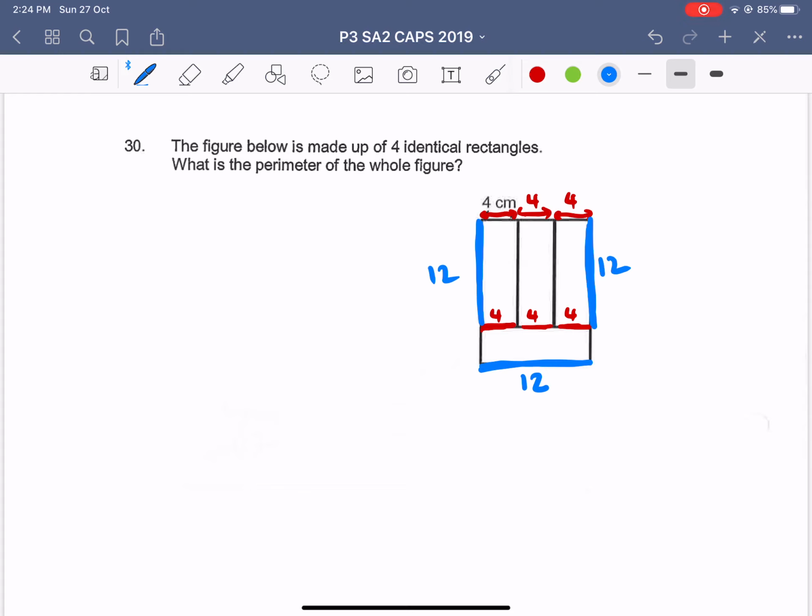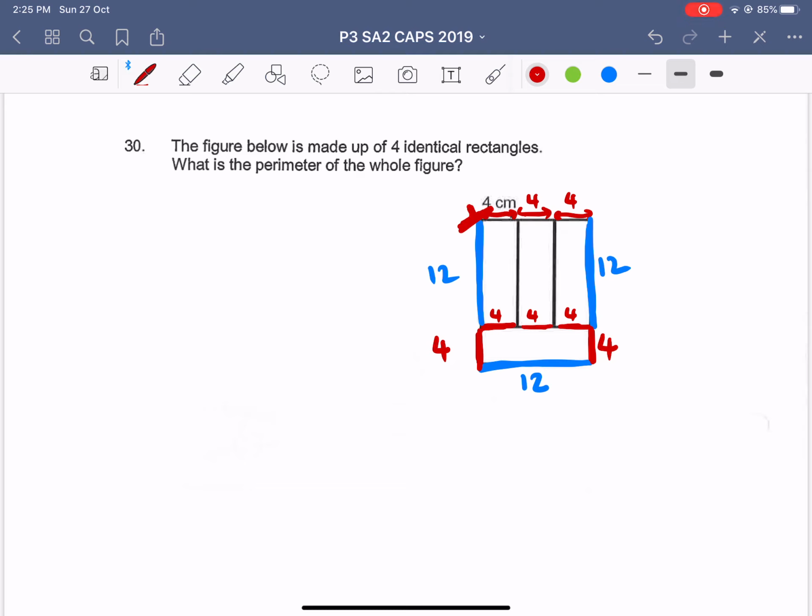Okay? Now, can you see that what Mr. Lee has done is I've used two different colors. You see, that's why I got you to bring your colored pens in the exam. The red ones are the ones for breadth, and it's 4. The blue is the length, and it's 12. Okay, now are there other sides that we also can find out? What about here that I just highlighted? What about this part here that I just showed? Isn't this also a breadth, and it is 4? And if there's a 4, isn't the opposite side here also 4? Right? So can we already find out the perimeter?